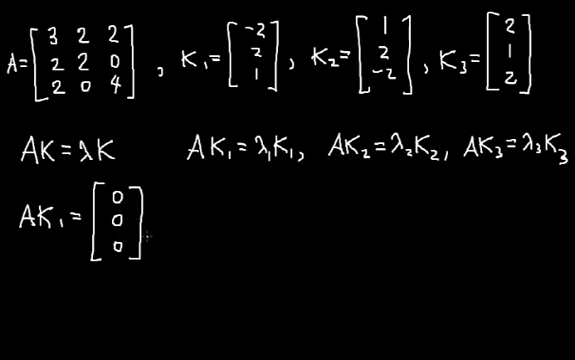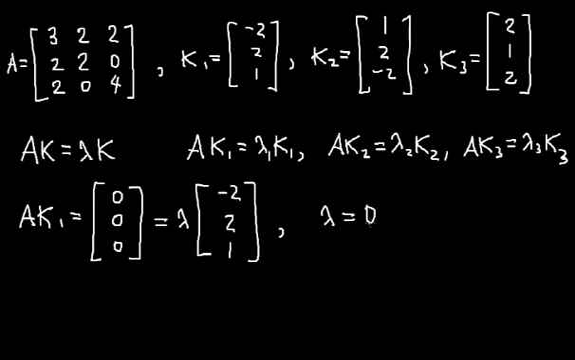And now this needs to be compared with the original vector k1. In particular, what we need to see here is whether the 0 vector can be made to be equal to some lambda times the vector minus 2, 2, 1. And of course here we can see that what we need to do is to take lambda to be equal to 0.